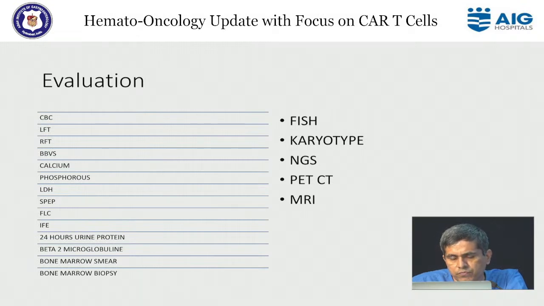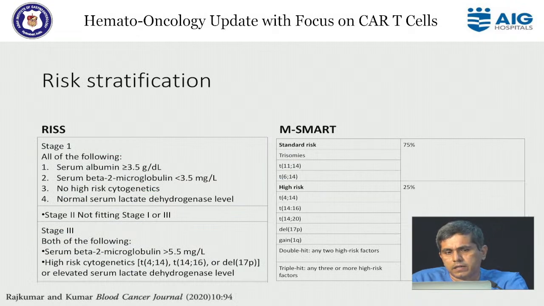And add-on tests would be fluorescent in situ hybridization to prognosticate the myeloma, and karyotype to see whether any other genetic abnormalities are there. Nowadays, the role of NGS is also being defined in multiple myeloma. PET CT is very commonly used in clinical practice nowadays to find out bony disease, and MRI in selected cases. How is myeloma risk stratified?